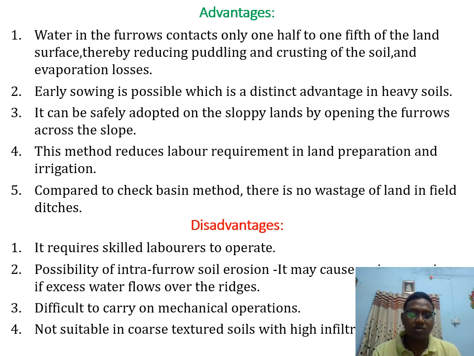The last one is that it is not suitable for coarse texture soil with a high infiltration rate. You know the coarse texture soil is sandy soil. In sandy soil the infiltration of water will be more, so there is a problem of uniform distribution of irrigation water in the furrow. It is not suitable for sandy soil, so we have to avoid that. So these are the disadvantages.